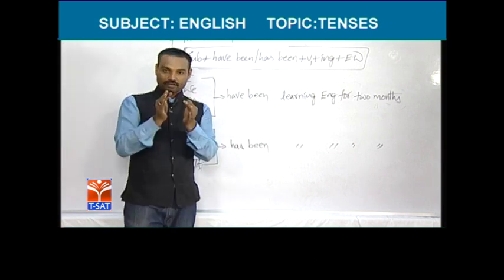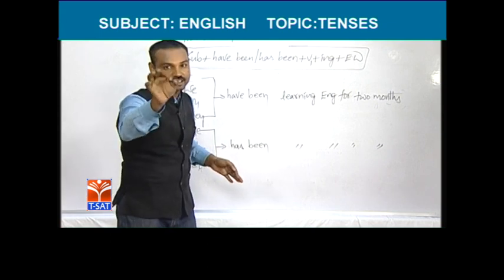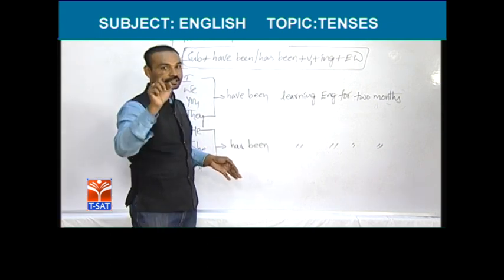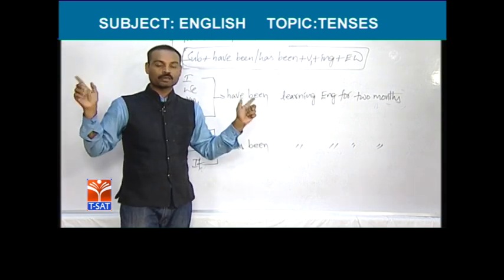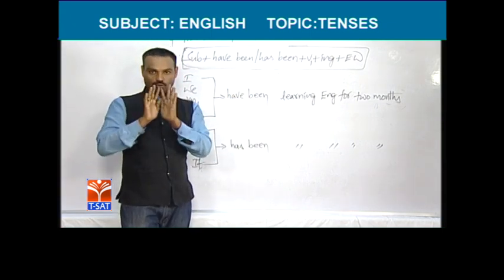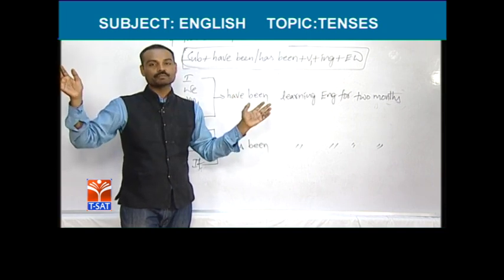That's all. For example, if you would like to mention the name of the month, for example, March, March indicates a point of time. I have been preparing for competitive exams since March. We have been preparing, you have been preparing, they have been preparing, he has been preparing, she has been preparing.